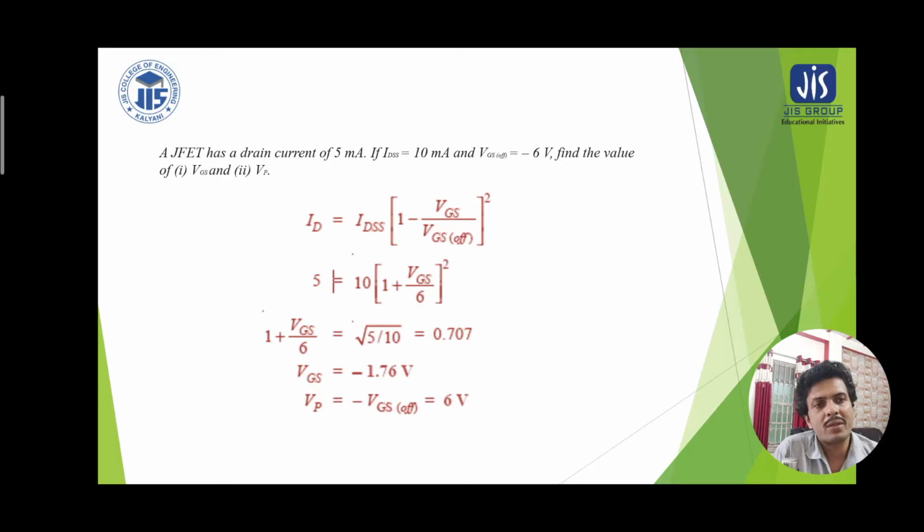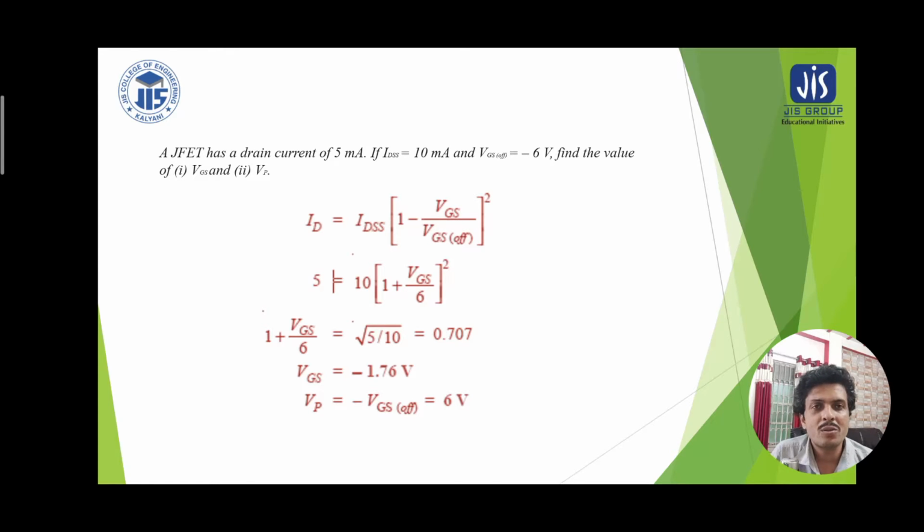Now since we have the equation ID equal to IDSS into 1 minus VGS by VGS off whole square, therefore if we put the value of given parameters, that is ID, instantaneous ID, IDSS and VGS off, we can easily find out what is the corresponding VGS. That is the instantaneous value of the gate to source voltage for such operation, which gives 5 milliampere drain current, can be easily found out as it has been found out minus 1.76 volt.